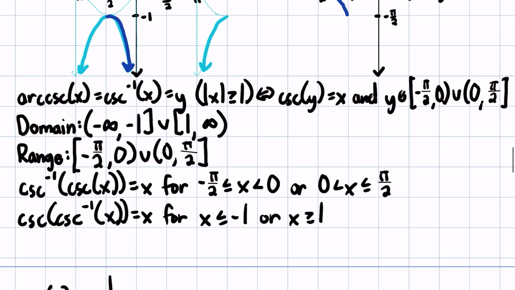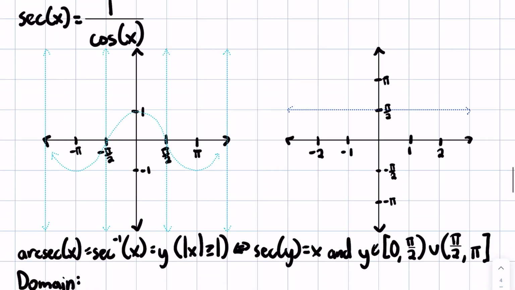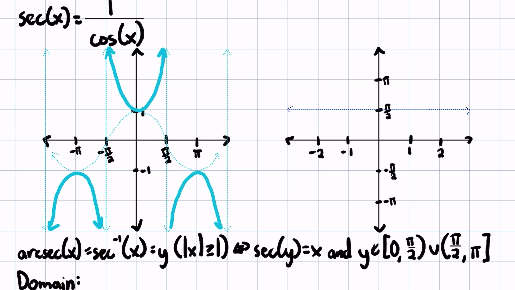Now we're going to move on to secant and arcsecant. So again, I've drawn out the graph of cosine on the left-hand side here in this dotted line, and I've drawn vertical asymptotes where the zeros are. And again, this is just 1 over cosine. We flip everything around. So this is going to be our graph of secant.